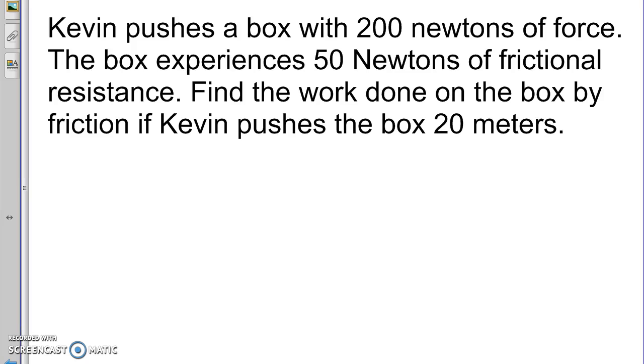But anyway, it says here, Kevin pushes a box with 200 newtons of force. The box experiences 50 newtons of frictional resistance. Find the work done on the box by friction if Kevin pushes the box 20 meters.